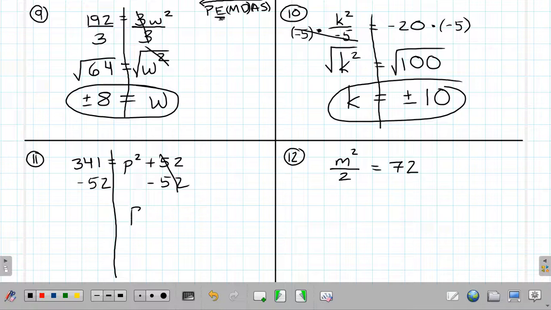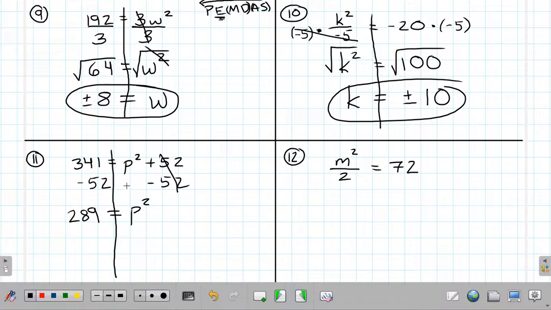So subtract 52. P squared is equal to, this is kind of difficult, but if you really think about it, you can go over here and actually do 341 minus 52, the old long way. Make this 11, borrow 1, make this 13, borrow 1. So in this case, it's going to be 289.